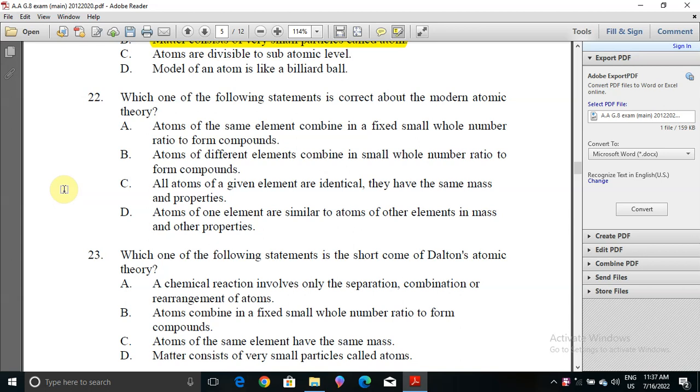Why? Because it's saying atoms of different elements combine in a small whole number ratio to form compounds, and this is the correct statement about the modern atomic theory.